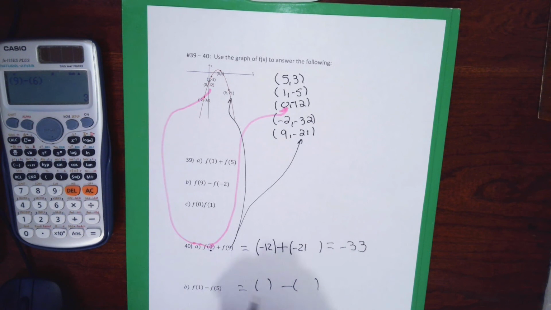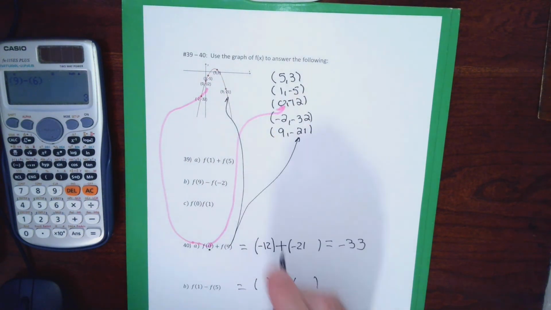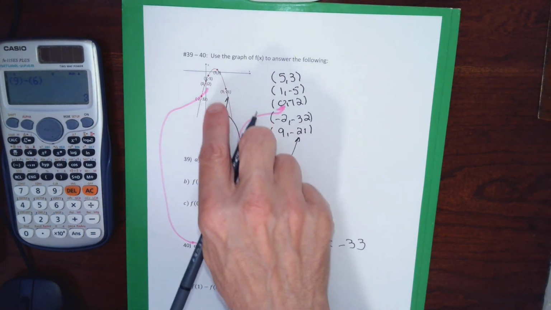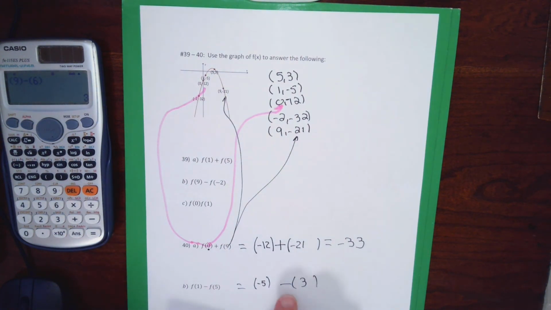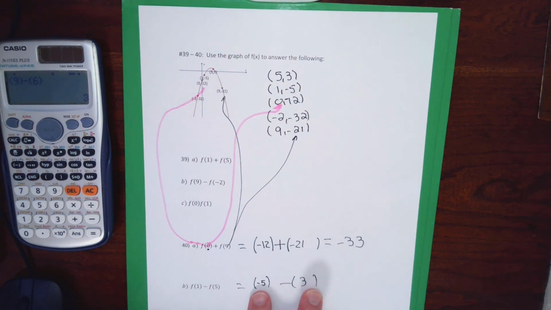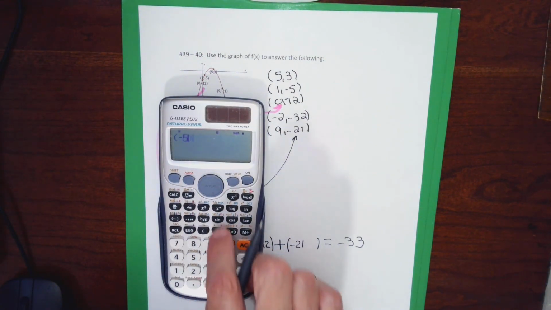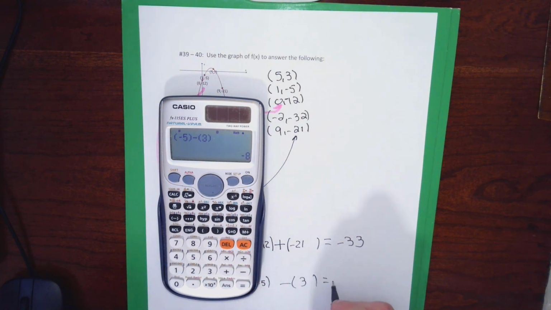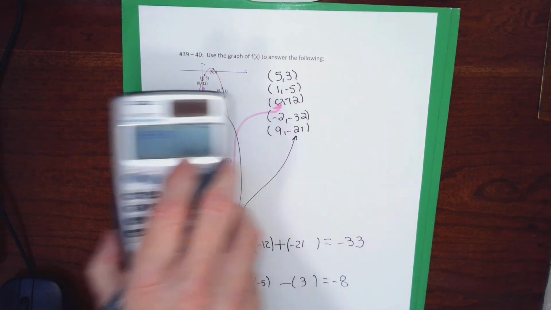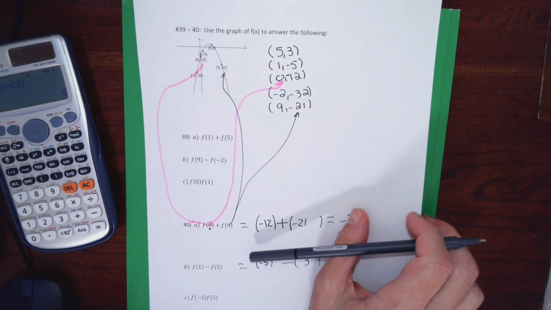For part B, f of 1 is going to be negative 5. F of 5 is going to be 3. I put a minus sign between, put the numbers in parentheses, but I probably really don't need the parentheses, but it's okay to have them. I'm going to get negative 8. I only have one variable here because I only have one graph. I can't call it two different names.